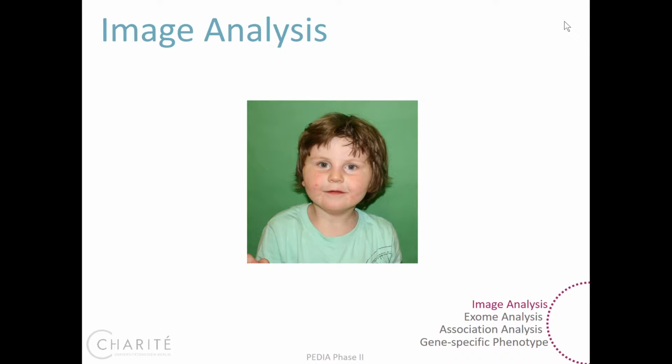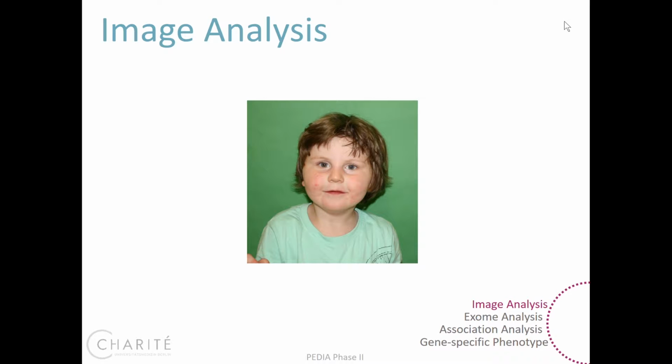When a geneticist sees a patient, he compares the face of the patient in his mind to all the cases that he has seen so far, and he comes up with a list of differential diagnoses. This is exactly the process that computer-assisted pattern recognition is imitating, just in a more quantifiable way.